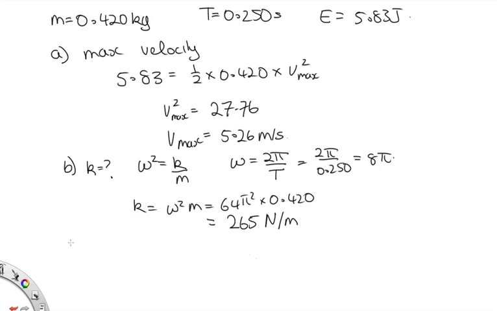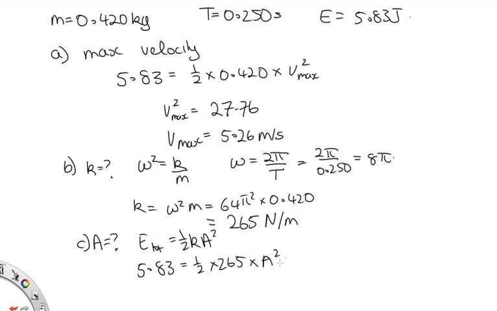Now, the last part, part C, we were asked to find the amplitude of the motion. Now, we know that the total energy is equal to a half k a squared. We now have k and we have the total energy. So 5.83 is equal to a half times 265 times a squared. So solving this, we end up with a squared is equal to 0.044, which tells us that a is equal to 0.210 meters. We only take the positive square root, as amplitudes are always positive.